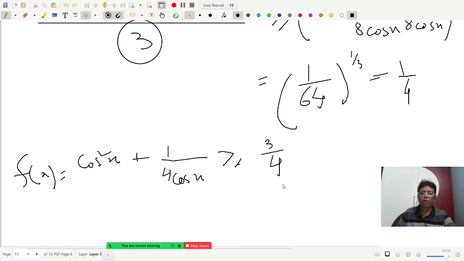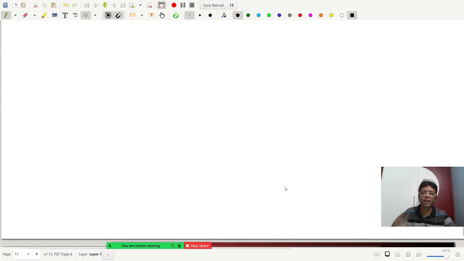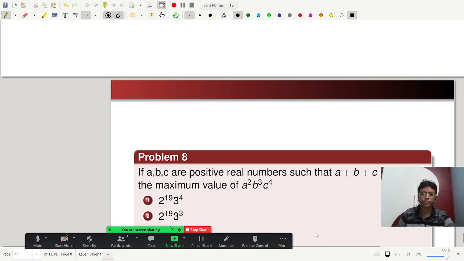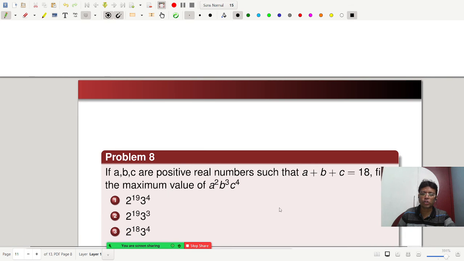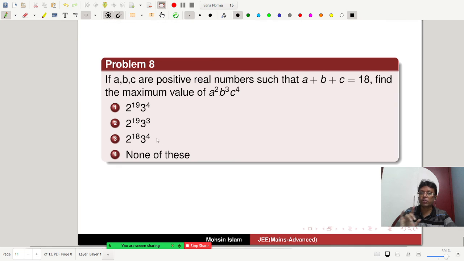Now, today's last problem in my lecture is a very advanced level problem. Let me show you. It's not easy. Look at the problem first. a, b, c are positive real numbers such that a + b + c = 18. Find the maximum value of a²b³c⁴. Its identification and observation is not so easy for this problem.